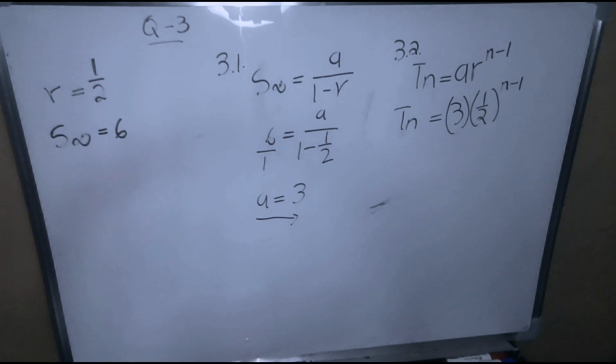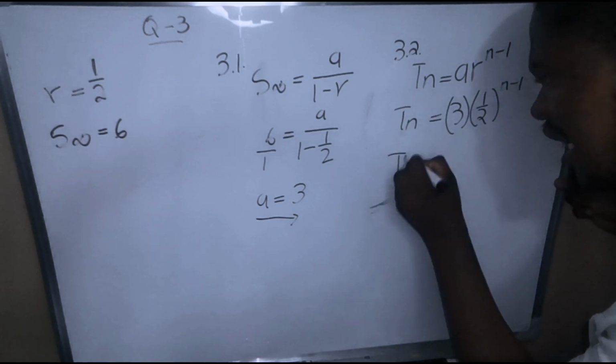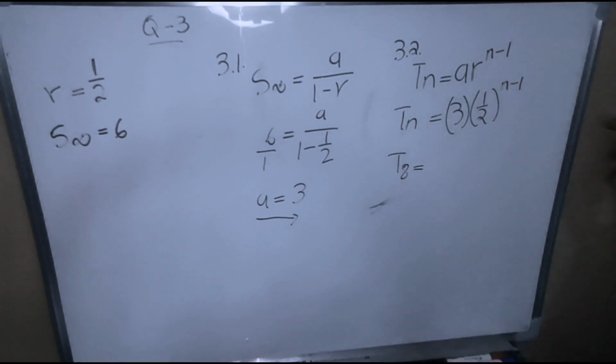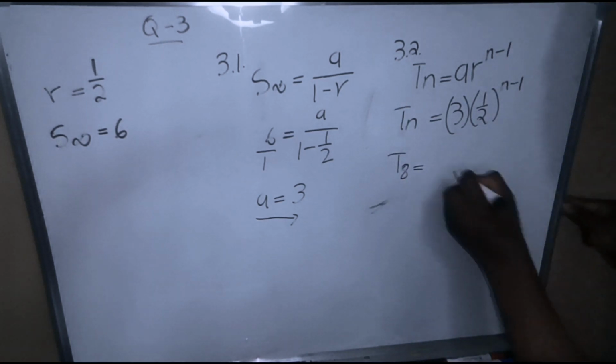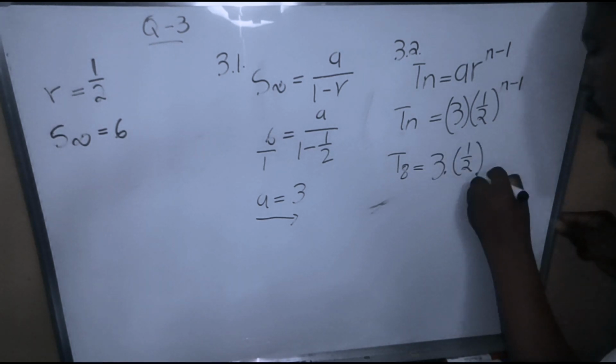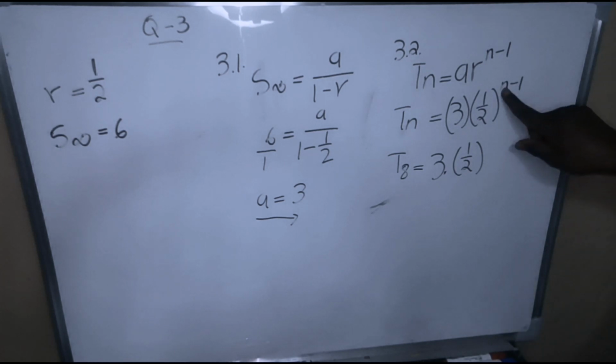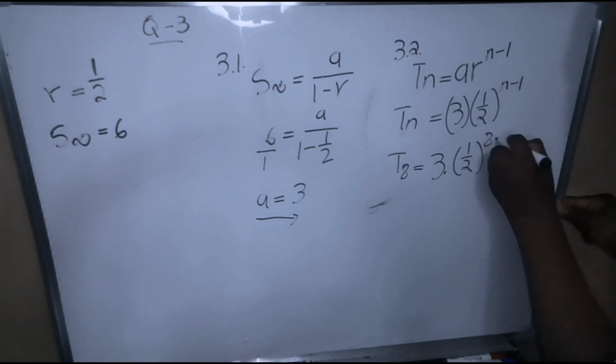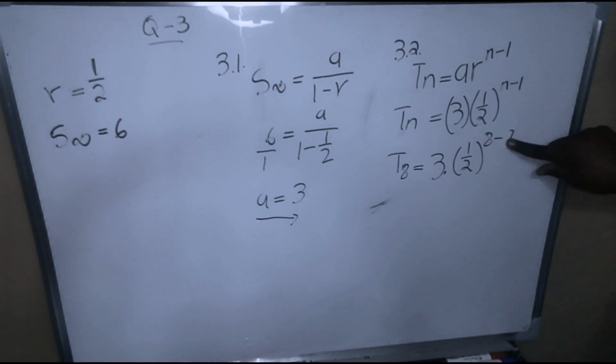Now you answer the question here. Calculate the 8th term, T8. Where I see n, I put in 8. So I have 3 multiplied by 1 over 2 to the power 8 minus 1.